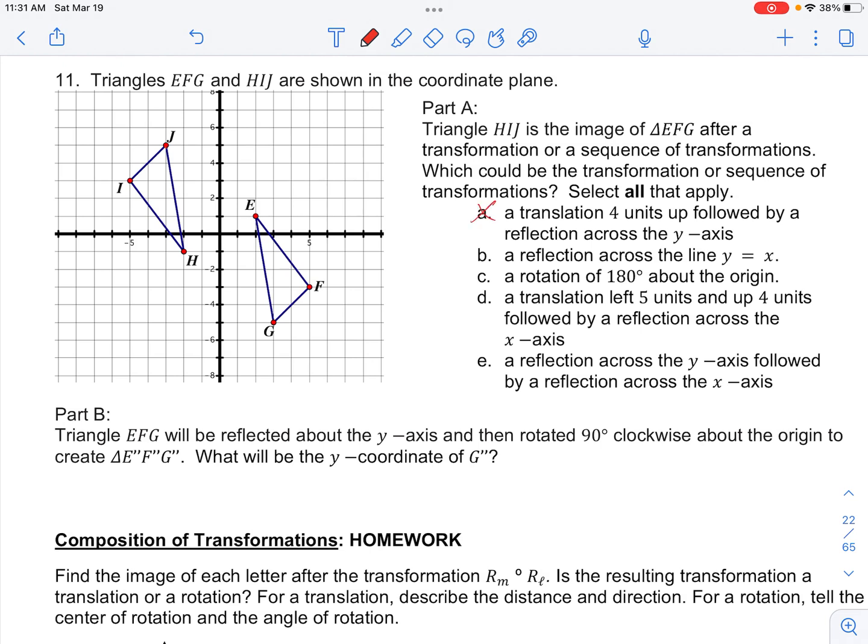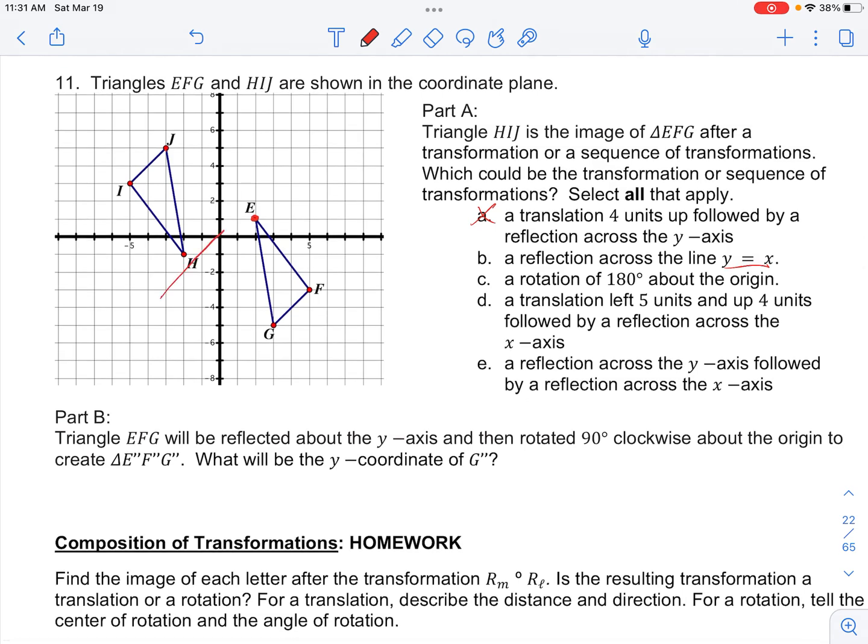If we have a reflection across the line y equals x, so same, now let's say point E. If we reflect E across the line y equals x, it'll come to this point over here, 1, comma 2. We just switch the x and the y coordinates. So that also does not map to any point on the triangle HIJ, so that cannot be an option. So B falls out. And now we have a rotation of 180 degrees about the origin.